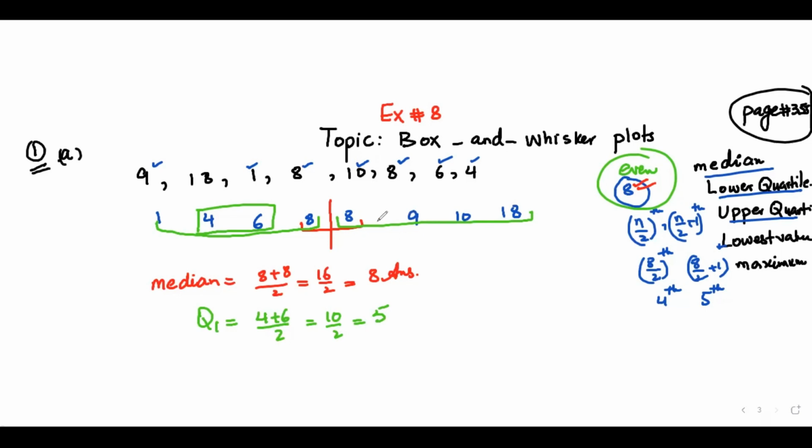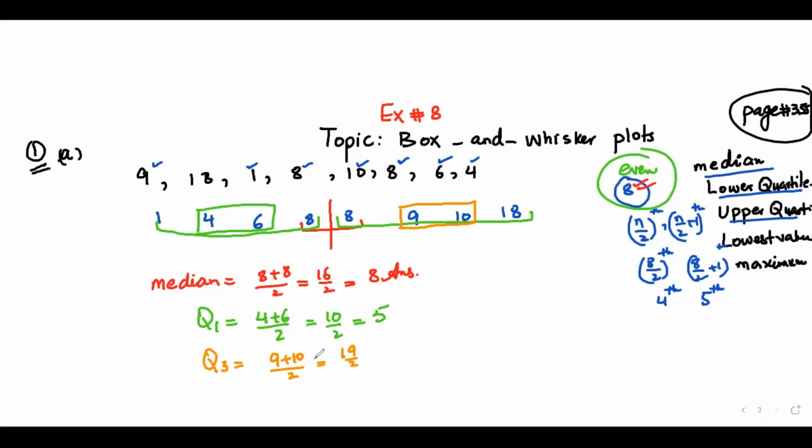How to find out the upper quartile? Again, 1, 2, 3, 4, even numbers are there. I am not getting any exact central value in the data. So what I will do, I will just add these 2 middle values and find out the Q3. Q3 is 9 plus 10 divided by 2. It is 19 over 2. 10 plus 9 is 19 over 2.